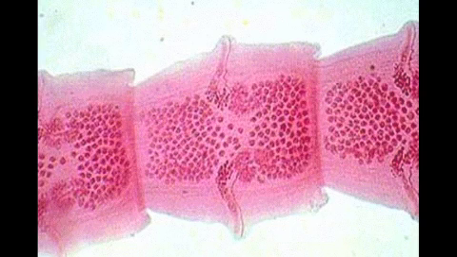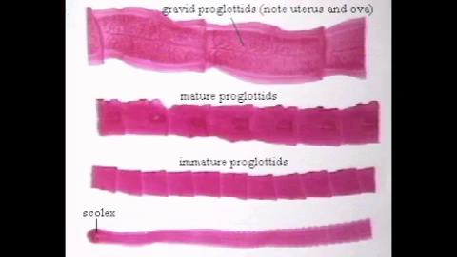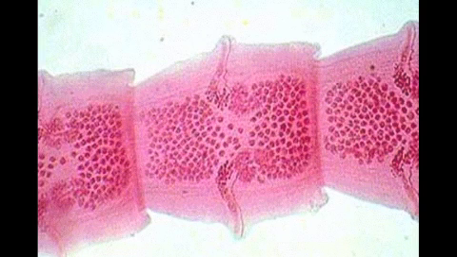The neck of a tapeworm is a well-defined, short, narrow, and unsegmented region where the proglottids are formed. The strobila is made up of segments called proglottids. There are three types of proglottids. Immature proglottids, just behind the neck. Thereafter you get the mature proglottids, which occupy the middle part.